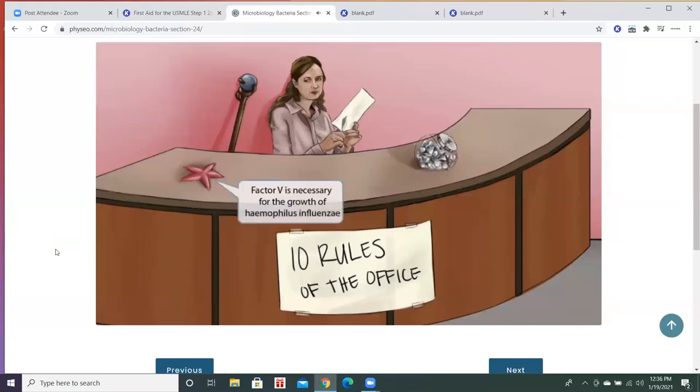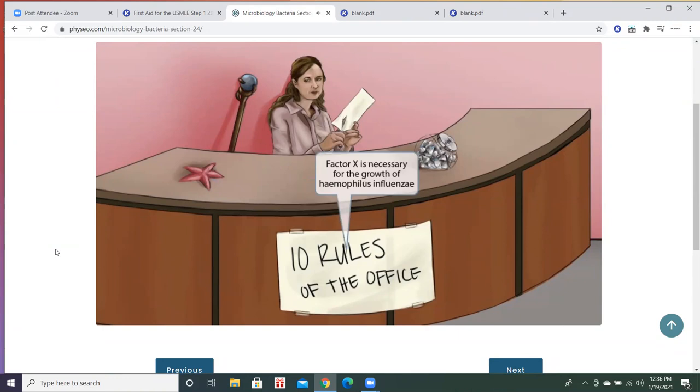Next, notice that we've included a starfish on Pamela's desk. The starfish has 5 points, which should help you remember that factor 5 is necessary for the growth of H. flu. Factor 5 is also known as nicotinamide adenine dinucleotide, or NAD. So starfish with 5 points for factor 5.